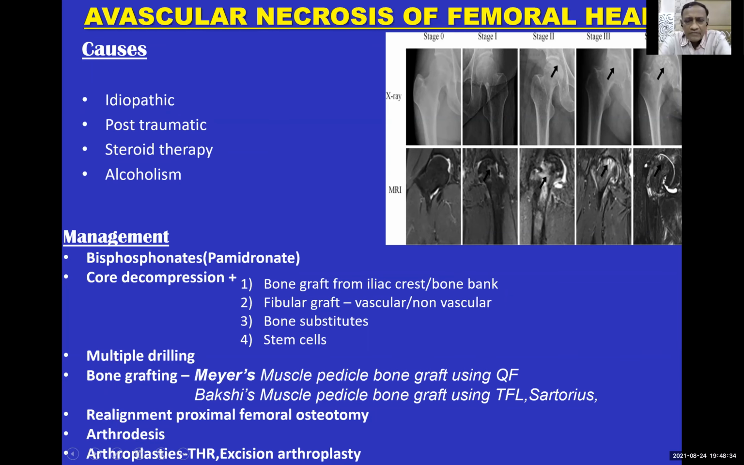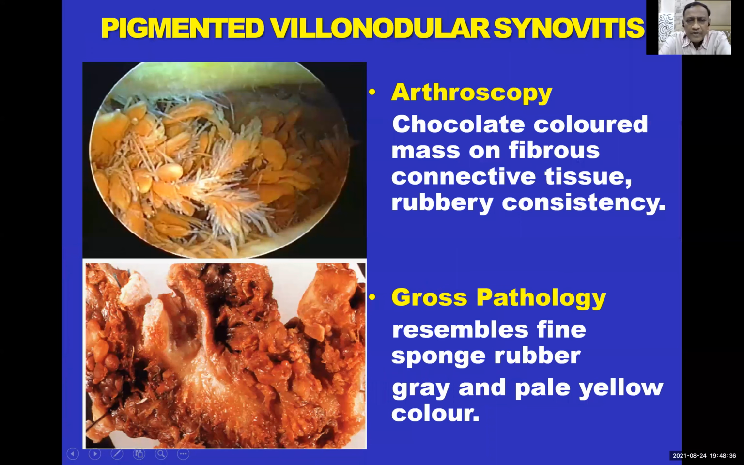Then the next specimen is of the pigmented villonodular synovitis. This is the arthroscopic view, which shows the chocolate colored mass on fibrous connective tissue with rubbery consistency. If you excise the synovium, it resembles fine spongy rubber, gray and pale yellow in color.